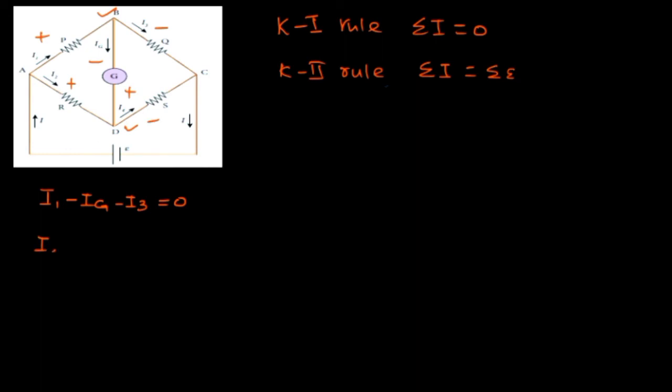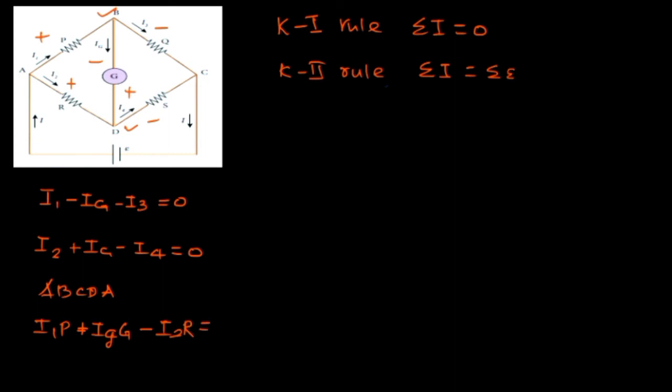So I2 plus IG minus I4 that is equal to 0. If you write this equation, you will get 1 mark. Then we use Kirchhoff's voltage rule for the closed loop. For ABCDA, you will get I1P, then minus, plus IG into G, minus I2 into R is equal to 0.